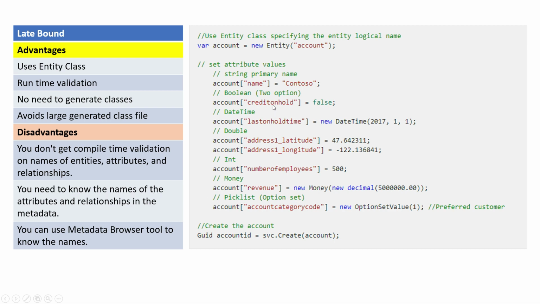If you know the logical name or the metadata information of a specific entity or column or attribute, then you can go for it. So this is the disadvantage. You should know beforehand what the name is, and you can use the metadata browser tool to identify the logical names of these fields and entity information. Now you understand the advantage and the disadvantage of late binding.